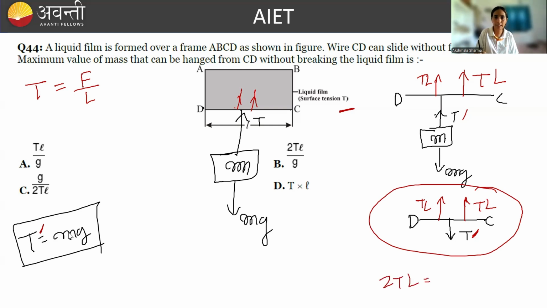2TL is equal to T dash and T dash is equal to mg. What we have to calculate is the maximum value of mass. So m is equal to 2TL by g. So B will be the correct answer.